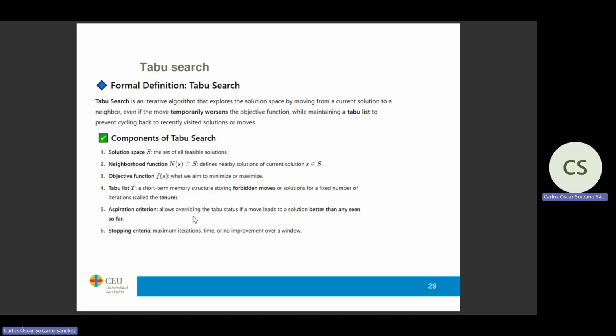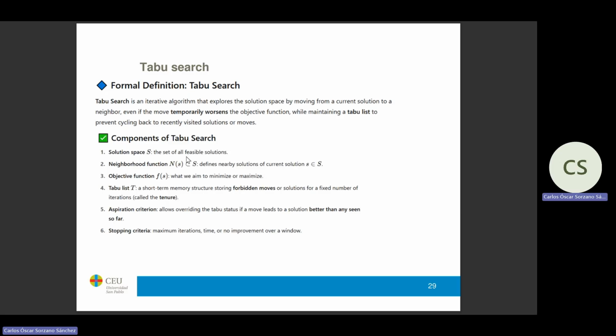Taboo search, again, is an iterative algorithm that explores the solution space by moving from a current solution to a neighbor, a little bit like hill climbing. And even if the move temporarily worsens the objective function, so you may take movements that are worse at some moment, you maintain a taboo list to prevent cycling back. I think it is better understood with an example. We will see later.